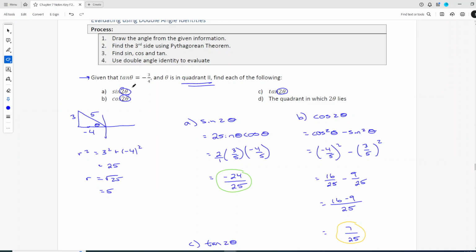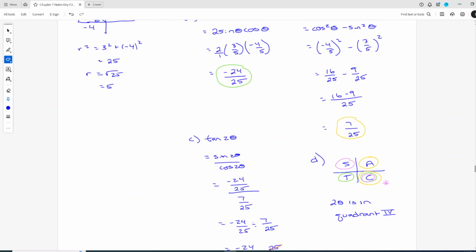And you'll notice at no point did I ask you to solve for theta, right? I mean, I guess we could have up here. We could have done inverse tan of negative 3/4 to determine what angle theta is. And then we could have figured out what double that is, and so what quadrant it would be in. But that's no fun. I wouldn't get to use colored circles. Yeah, so that is evaluating using double angle identities.